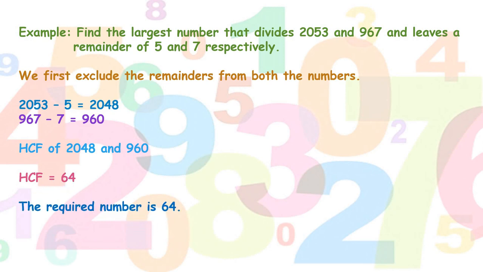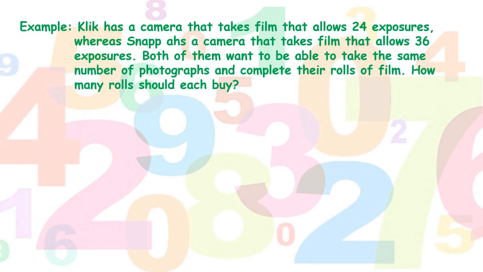Okay, next example. Click has a camera that takes film that allows 24 exposures, whereas Snap has a camera that takes film that allows 36 exposures. Both of them want to be able to take the same number of photographs and complete their rolls of film. How many rolls should each buy?